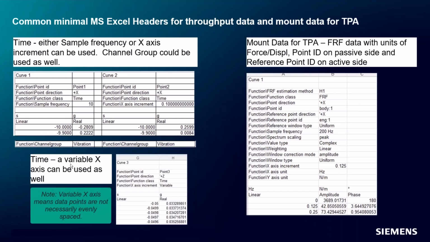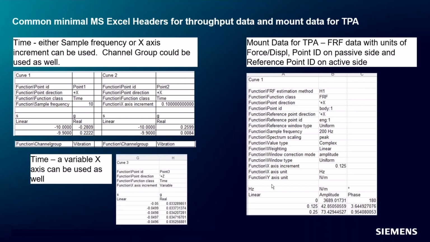You can also specify time with a variable X-axis as shown here. We can't process that, but if you wanted to bring in variable X-axis as throughput, we can do that as well by setting the X-axis increment to variable instead of an X-axis increment to a value, or by using sample frequency.